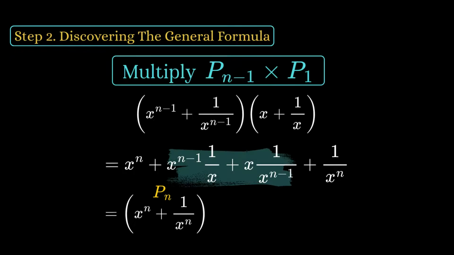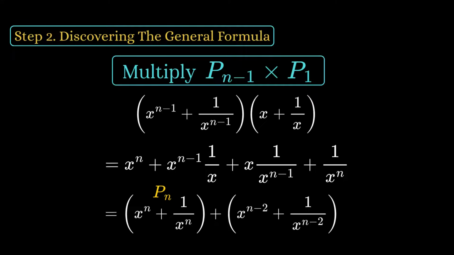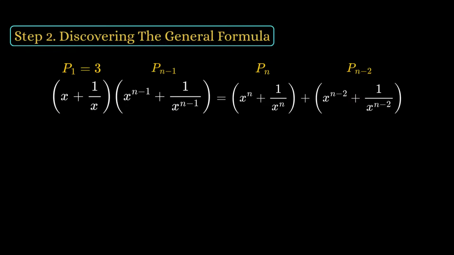The two middle terms simplify to x to the n minus 2 and 1 over x to the n minus 2, which is P sub n minus 2. So this gives us the core relationship. P sub 1 times P sub n minus 1 equals P sub n plus P sub n minus 2.